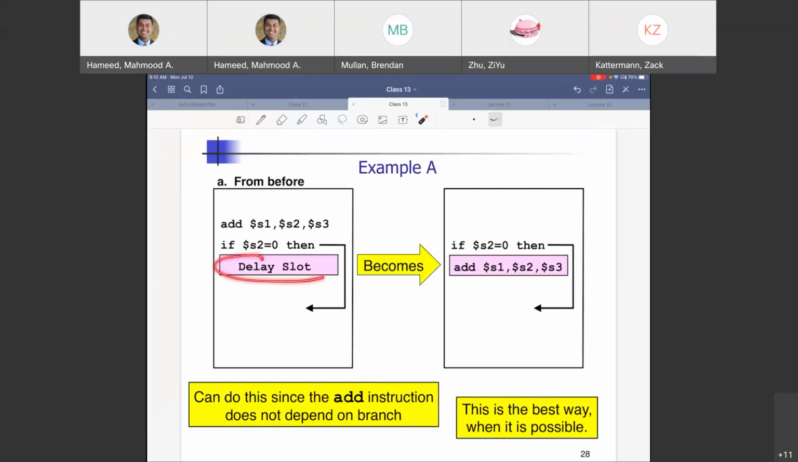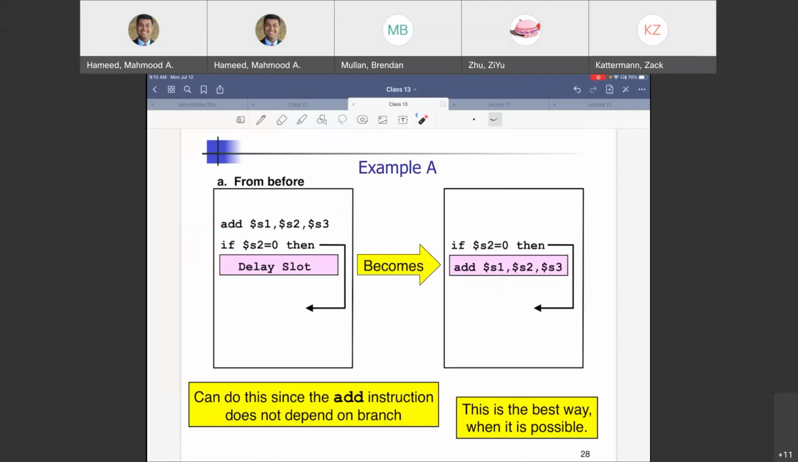You have a delay slot immediately after the if condition. You have some add instruction that was before the branch instruction, before the if condition. After the if condition, you have that delay slot. The instruction immediately after that is what gets impacted. So one option is to take the instruction before the branch and move it into the branch slot.